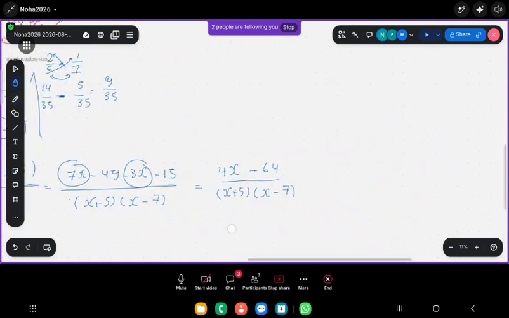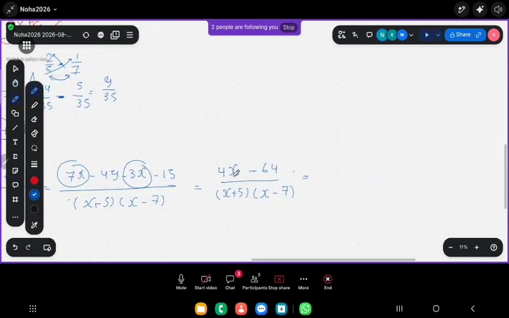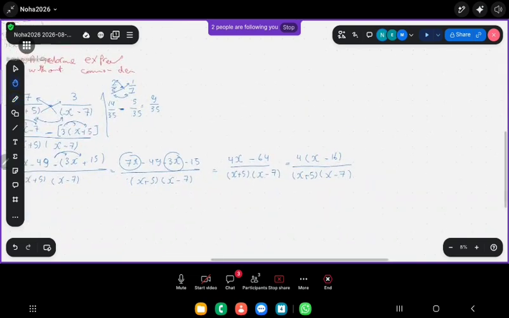Okay. Now, is there any other thing? Yeah, there is. Look, we have 4 as a common factor. Take the 4 out. 4x divided by 4 is going to be x. Minus 64 divided by 4 is going to be 16. Then you finished your question. Don't forget to put the denominator. I factorized it fully. So, did you get it? Any problem?